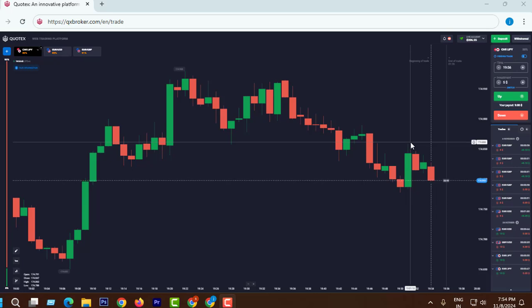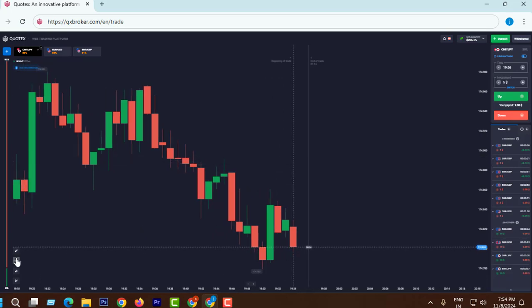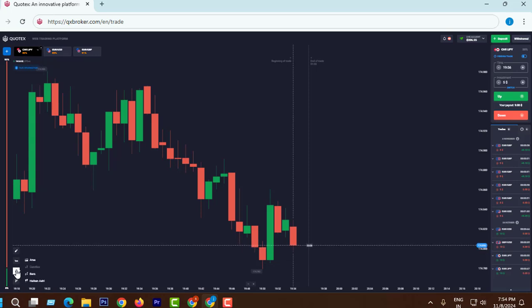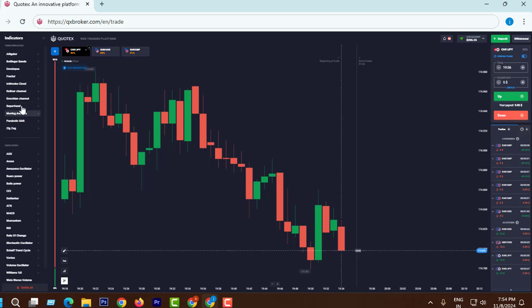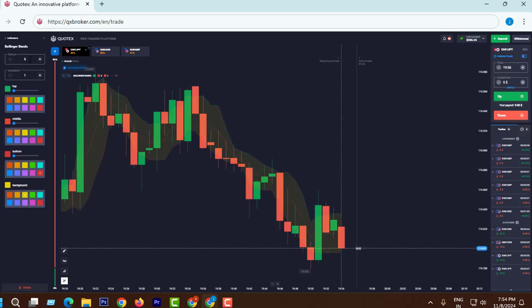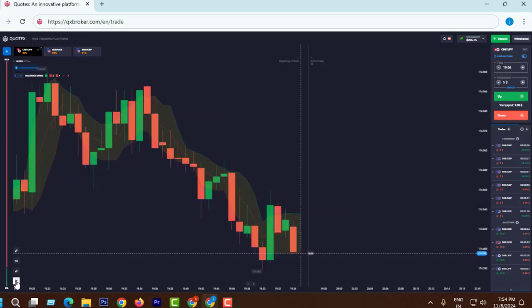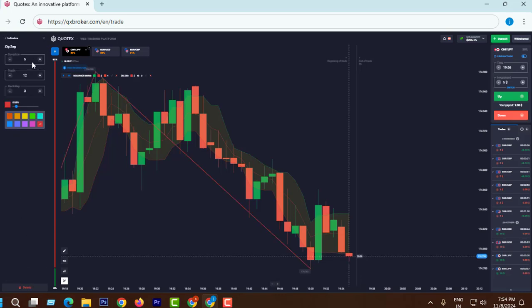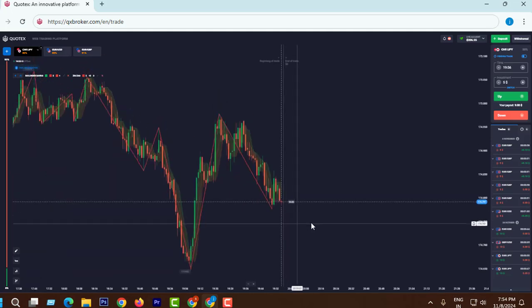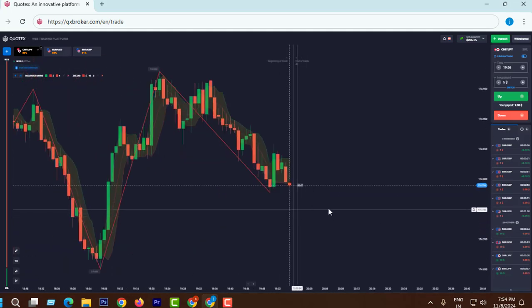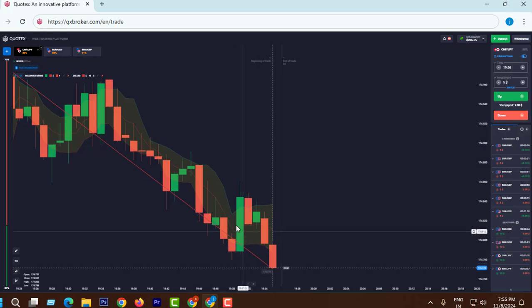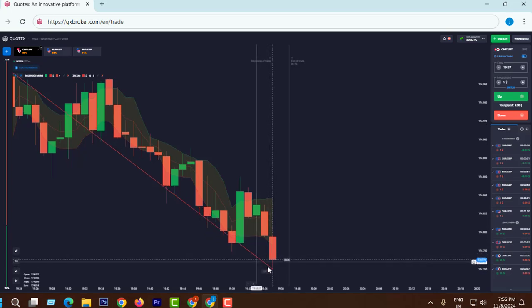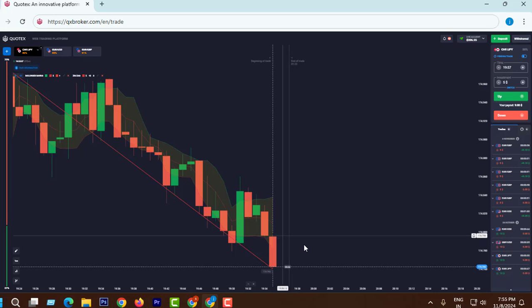So first of all, I add indicators. First of all I add Bollinger Bands, and its setting is default, and second is zigzag, and this setting is default too. When the candle breaks the Bollinger Bands and there is a rejection from zigzag, I can trade it up.